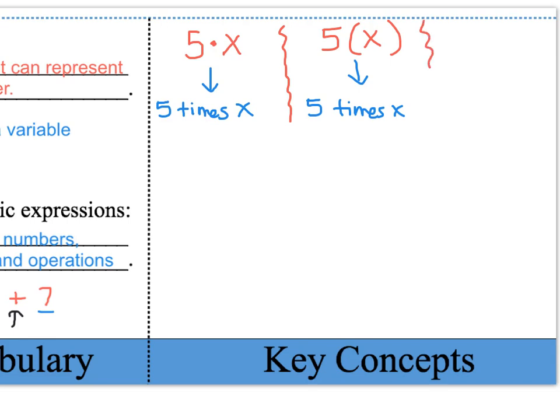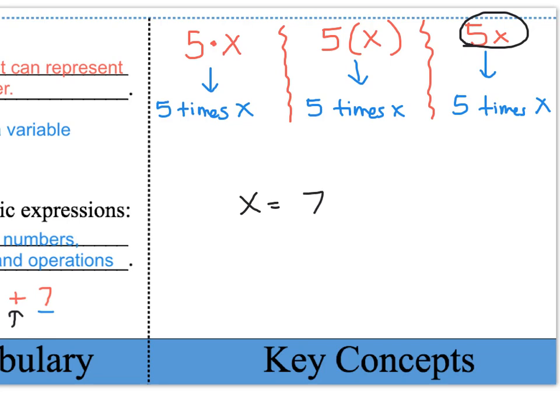And there's another way you can show multiplication. You can show it as 5 and the x standing right next to it. This also means 5 times x. So the most common way you're going to see it is shown in this form right here, 5x. That's the algebraic expression. So what happens if I say x is equal to 7?